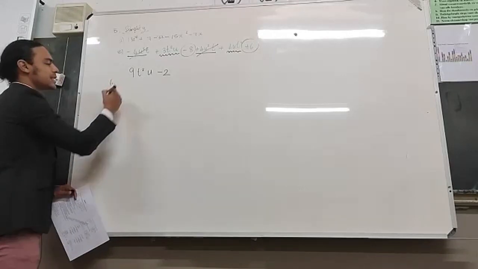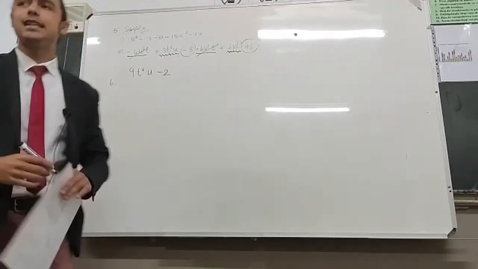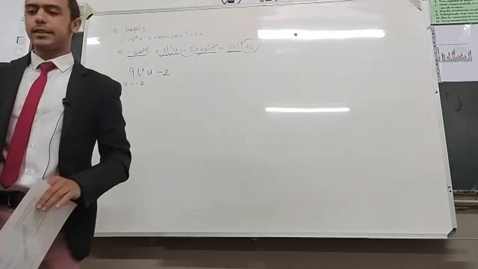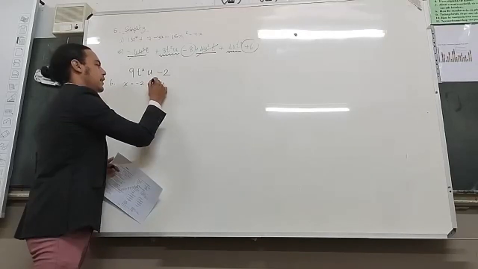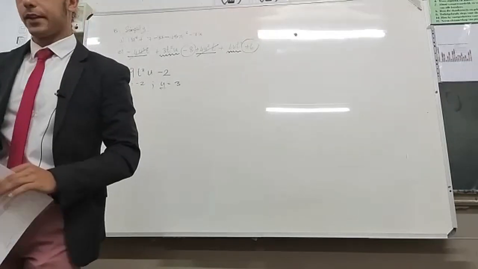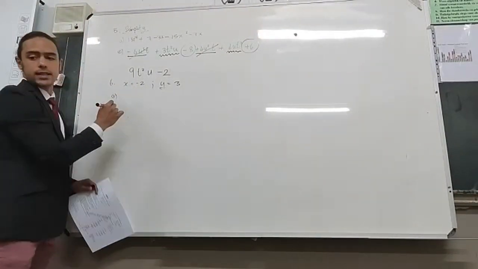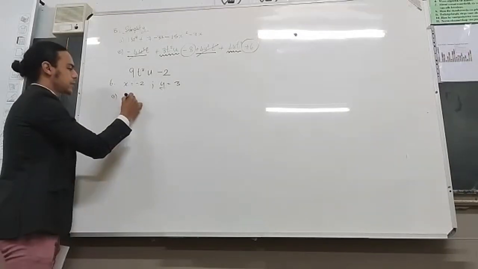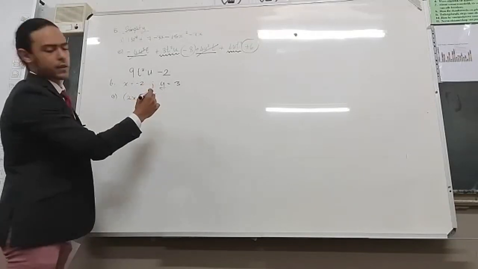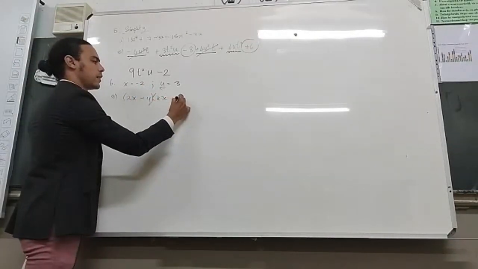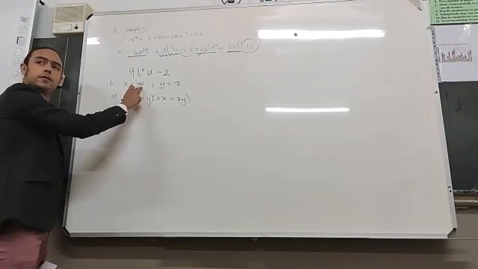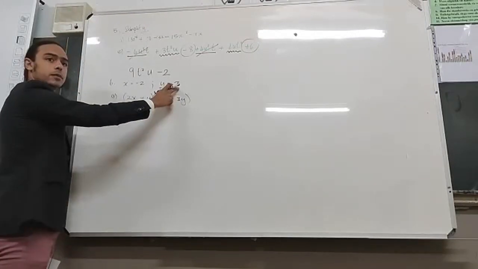Now we're going on to question number 6. Question 6 reads: if x is equal to negative 2 and y is equal to 3, determine the values of 6a, which is 2x plus y, and then the next one is 4x plus 3y. Everywhere there's an x, I need to substitute negative 2. Everywhere there's a y, I need to substitute 3.